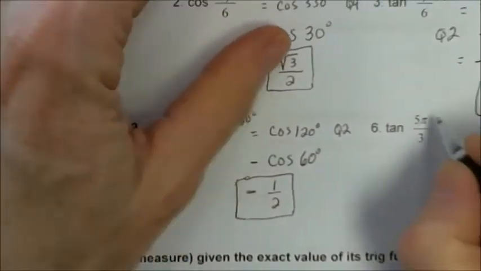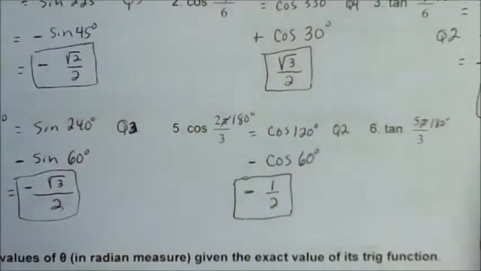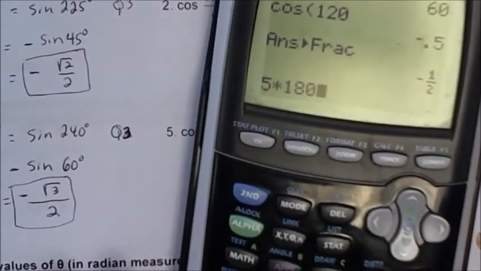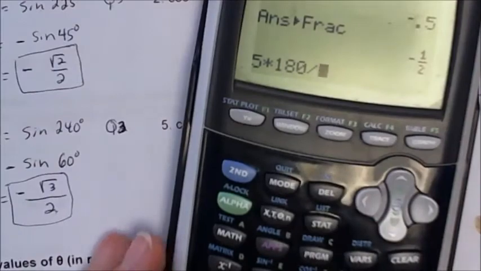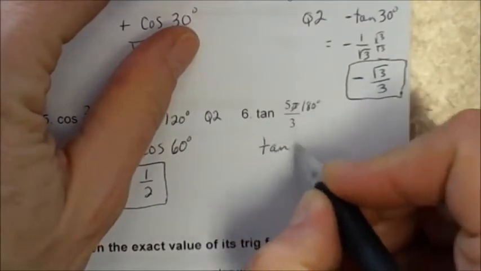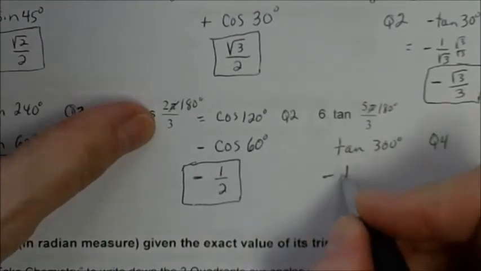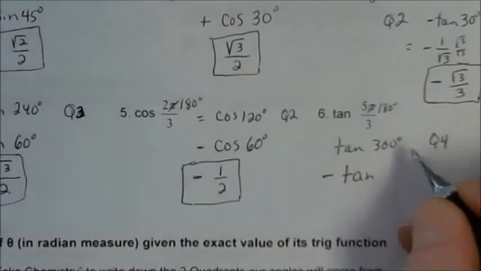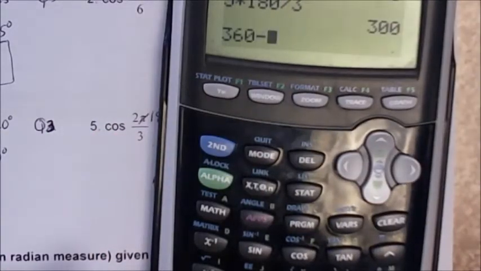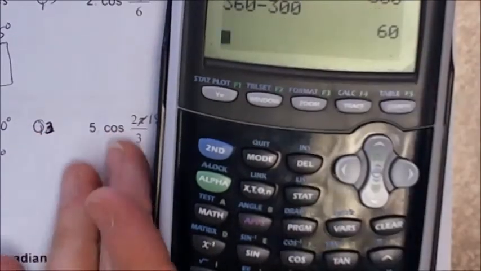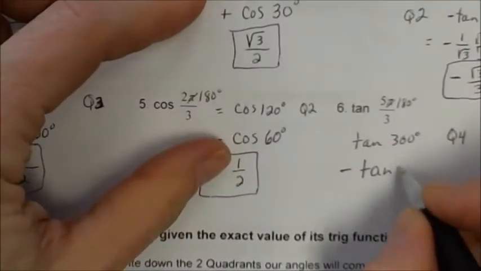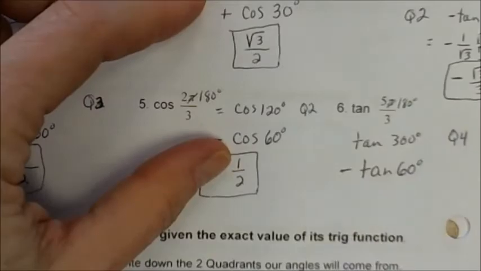The tangent of 5 pi over 3, pi radians equals 180 degrees. 5 times 180 divided by 3 is 300 degrees. So we're asked to find the tangent of 300 degrees. Well, 300 degrees is in quadrant 4. And All Students Take Chemistry tells us the tangent of a quadrant 4 angle is negative. So we have the negative tangent. The reference angle of quadrant 4 is 360 minus the given angle. And 360 minus 300 is 60 degrees. So we're asked to find the negative tangent of 60 degrees.